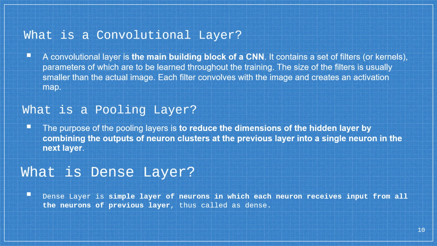What is a dense layer? A dense layer is a simple layer of neurons in which each neuron receives input from all the neurons of the previous layer, thus called dense.